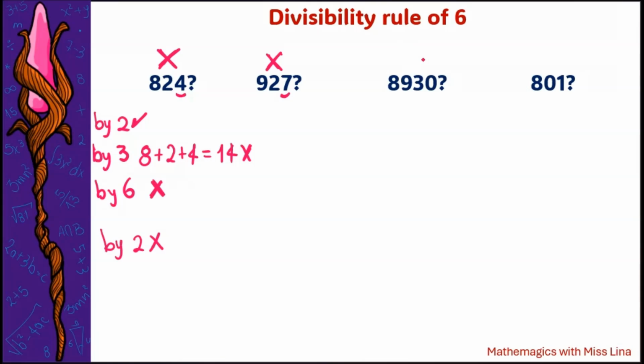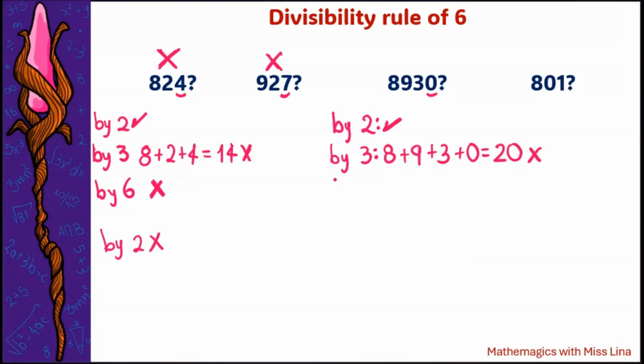Let's check it together. So let's check the 8,930. Divisibility by 2. The last digit is a 0, so yes, it's divisible by 2. By 3, let's check the operation. 8 plus 9 plus 3 plus 0. That gives you 8 plus 9 is 17, plus 3 is 20. 3 times 7 is 21, so no, it's not divisible by 3. Then that means it's not divisible by 6 either because it has to meet both conditions. So not divisible by 6.